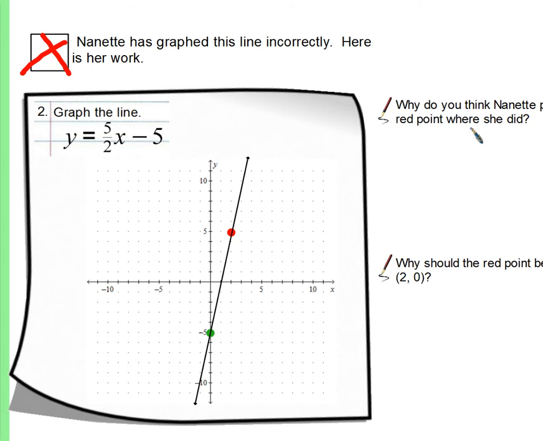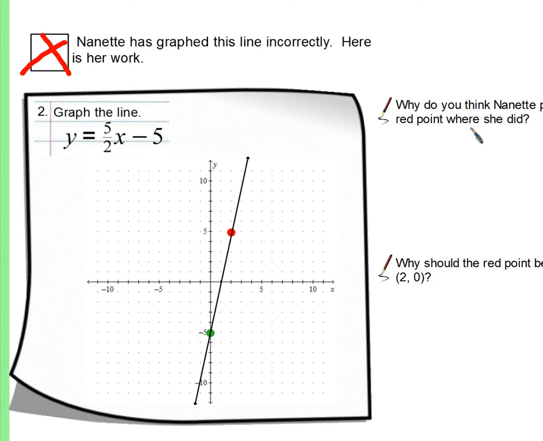She went up 5 from 0. So she tried to use the slope, right? Yeah. But she went up 5 and over 2 from the origin. That's good. Right? Again, remembering a process. Step one, step two. And what has defeated Nanette? Her bad memory. Exactly. She wasn't thinking about the inputs and outputs.